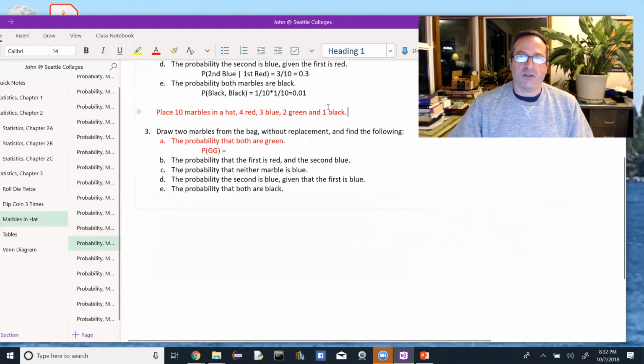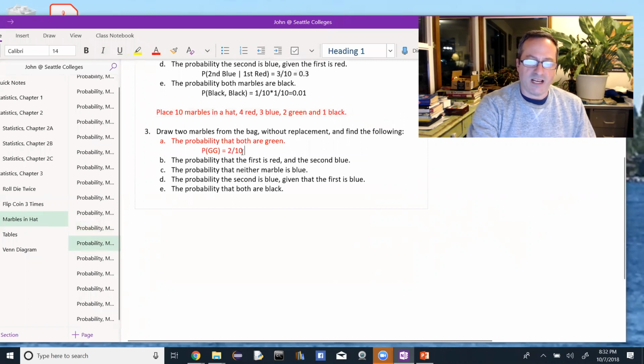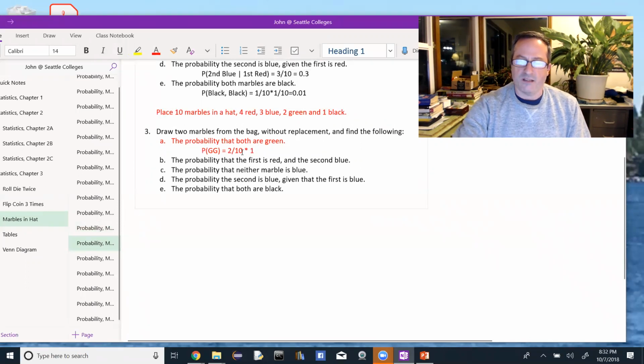So I just re-put what we have in the bag here so I can see it. 10 marbles in the hat, 4 red, 3 blue, 2 green, and 1 black. Find the probability that both are green. So the probability that the first one is green still is 2 out of 10. But now we've taken that one out. So we're going to multiply by the probability of the second one being green, and there's only 1 green left because the first one is taken out, and then we only have 9 total marbles left. So it's 2/10 times 1/9, and decimal 0.02222 repeating.